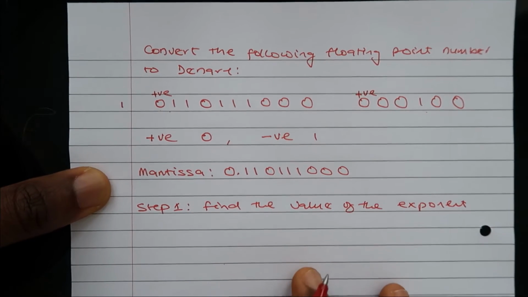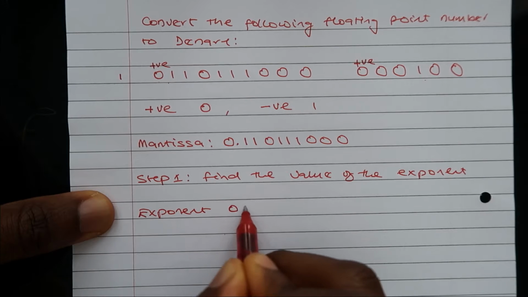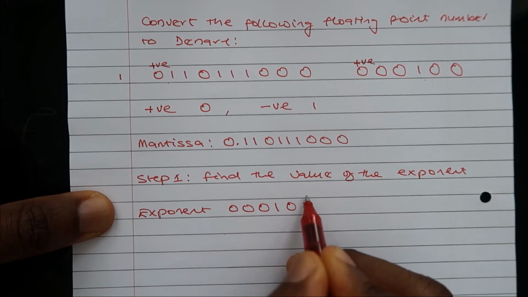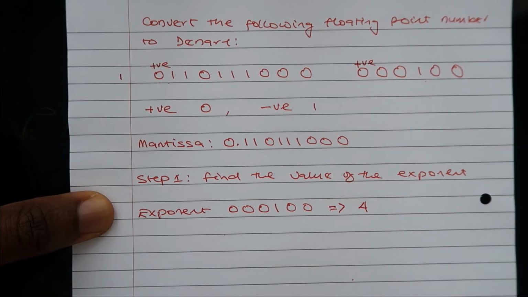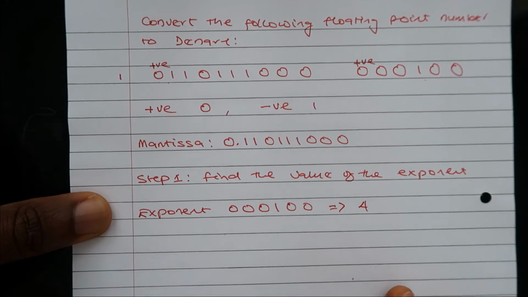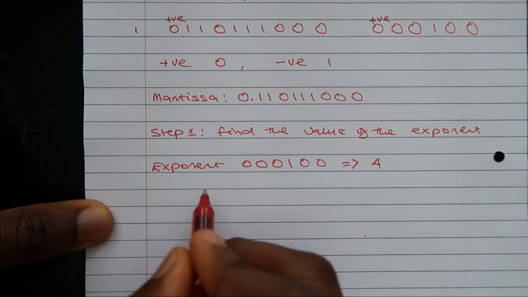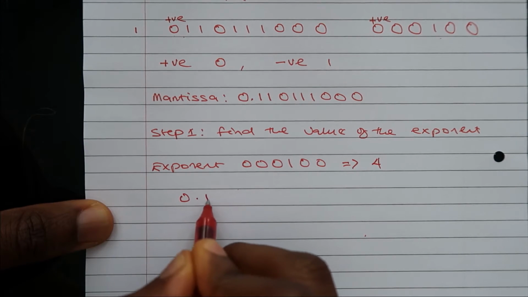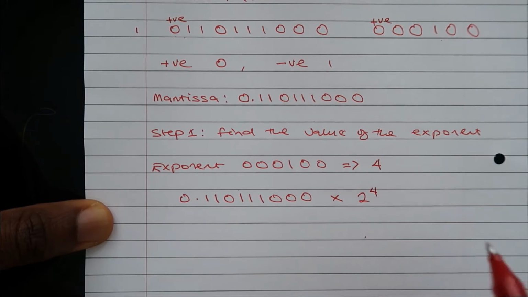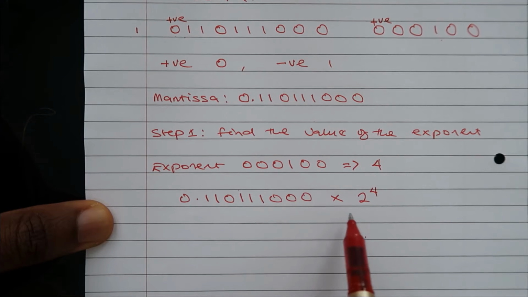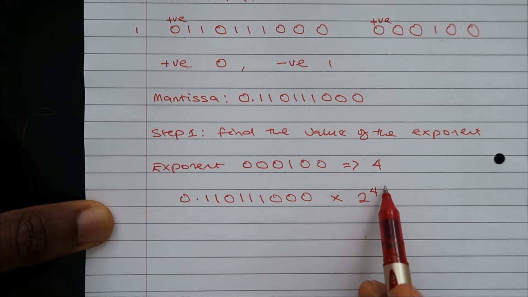And in this case, the value of my exponent, so I know that the exponent is 0100. And I know if I convert this value, the exponent is 4. So what this technically means is that if I have to rewrite this value here, I'm working with 0.1110 times 2 to the power 4. If this was a decimal number, I would have said times 10 to the power 4. But because we're working with binary, and binary is to base 2, I'm saying times 2 to the power 4.